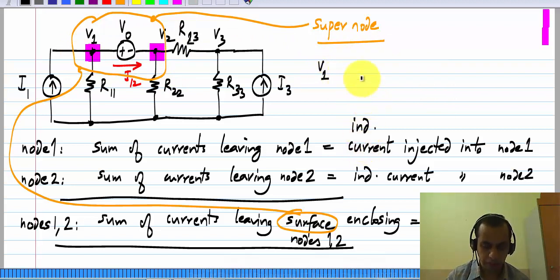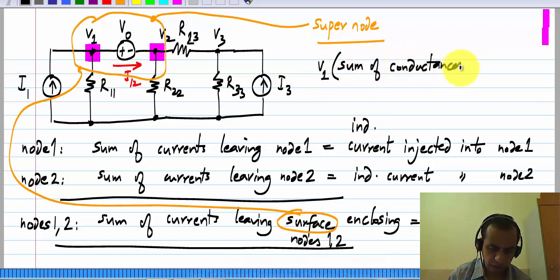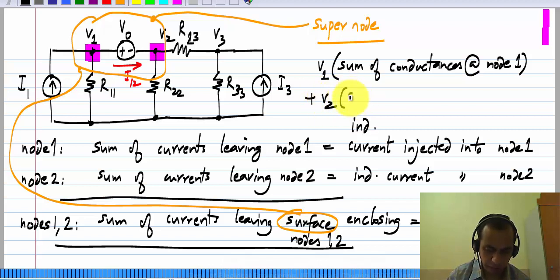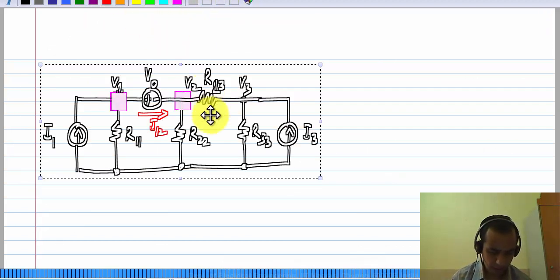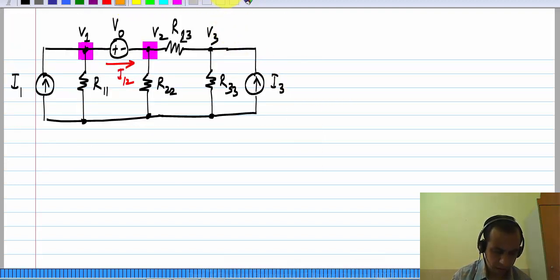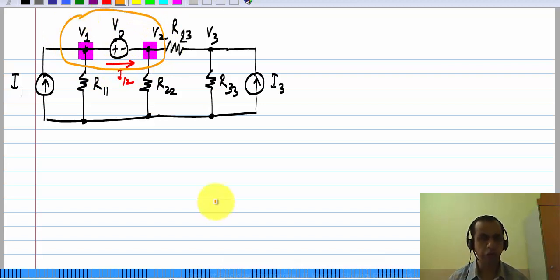So V1 will get multiplied by the sum of conductances at node 1, and V2 will also get multiplied by the sum of conductances at node 2, and there will be all the other terms. If you have conductances between node 1 and some other node, you will have other terms corresponding to that. Okay, so this will be obvious from the example. This is the super node.